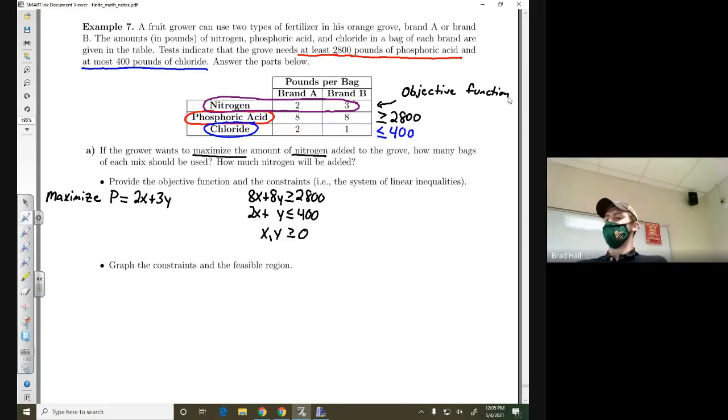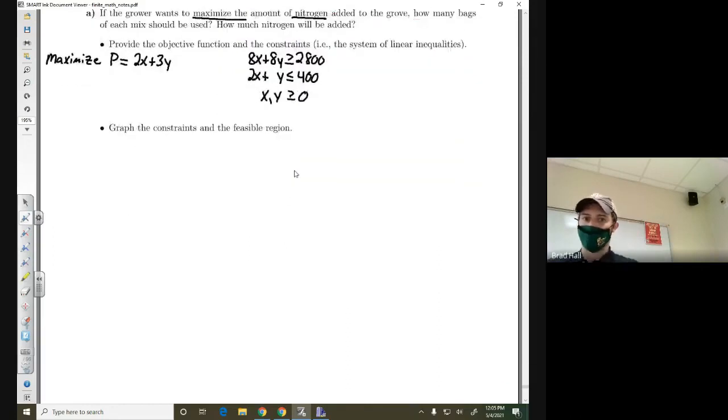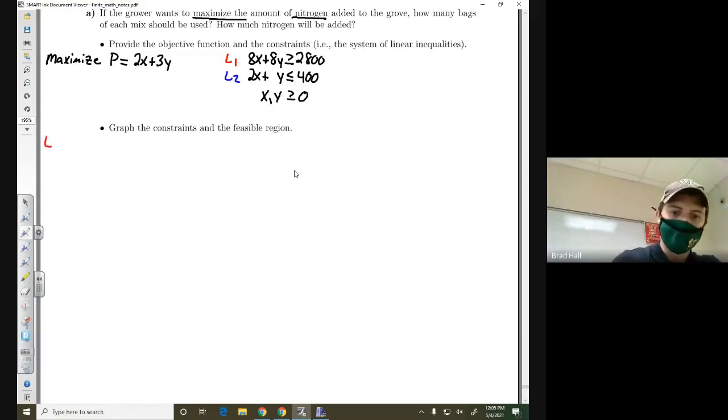So we have the objective function, we have the inequalities. Let's go ahead and draw the graph. I'll scroll past all of the table stuff and only focus on the objective function and the constraints. I'm yet again going to denote these as L1 and L2. Do the same thing as before.